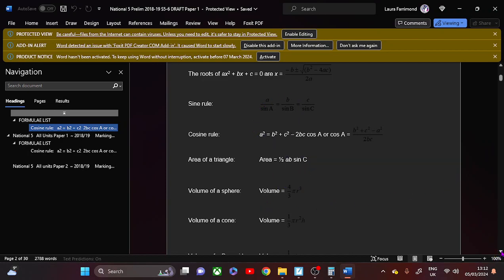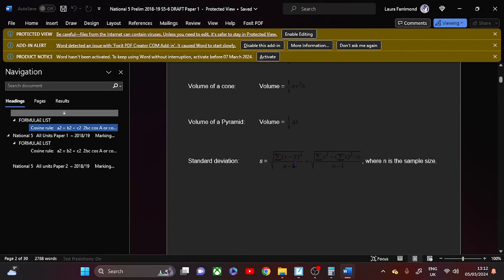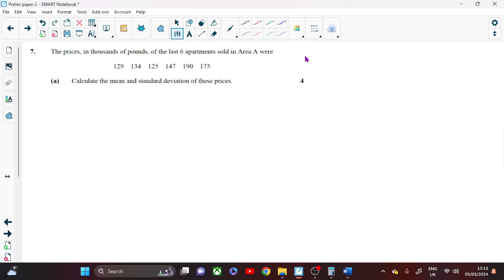Let's see. Standard deviation, I don't think you can see it there. I'm going to use the first one of the two for the standard deviation. Remember, you only use the one that you prefer, and that's the square root of the sum of x minus x bar all squared over n minus 1. So I'm going to write that up here in the corner. The square root of the sum of x minus x bar all squared all over n minus 1.